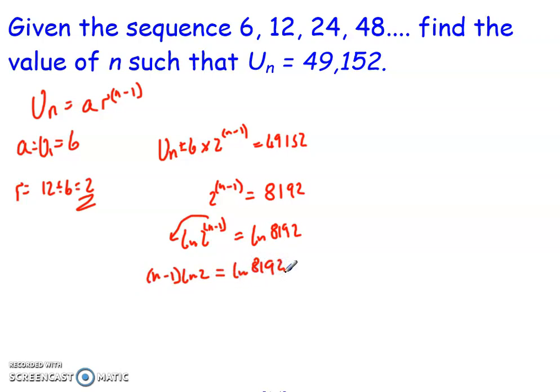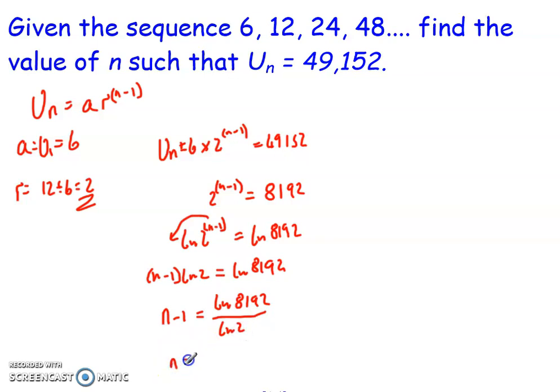Now, you're probably looking at that and thinking, oh, that could be a bit complex. But you've just got to remember, ln of 2 is just a value. ln of 8,192 is just a value. They're both just numbers. Yeah, they've got fancy ln's written in front of them, but they're still values at the end of the day, so treat them like a constant. Divide it across and then solve to find n. So I know that n minus 1 is equal to ln of 8,192 divided by ln of 2.